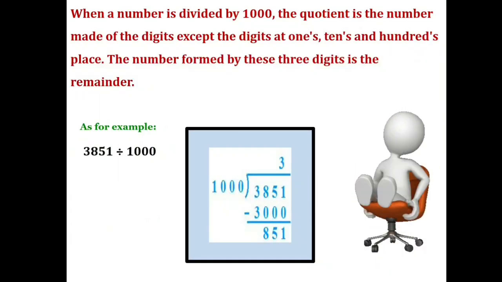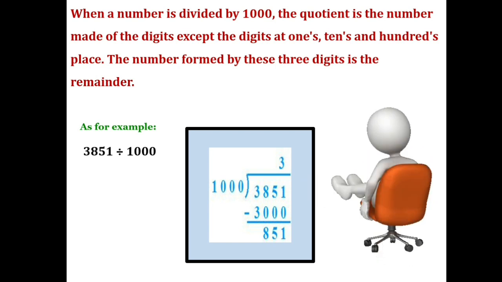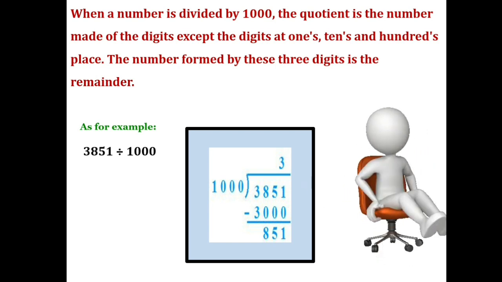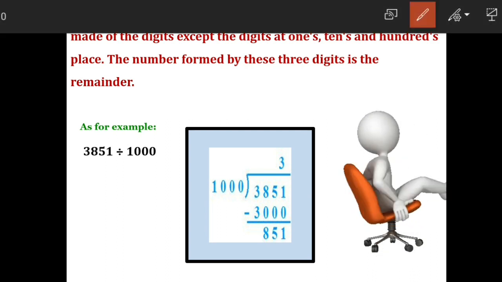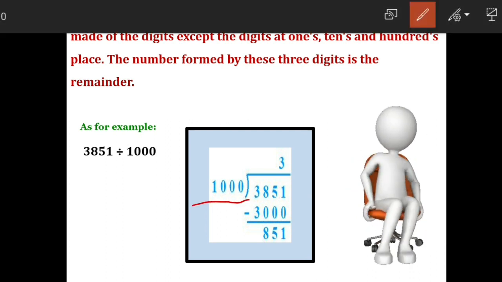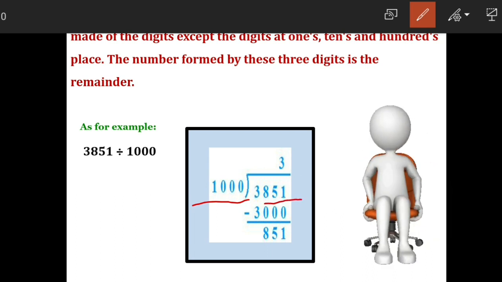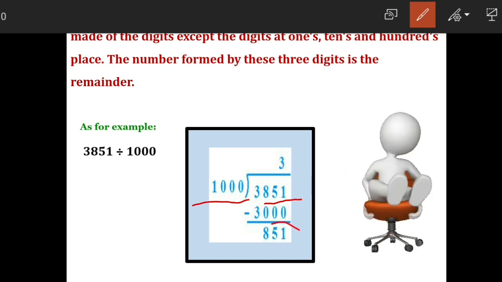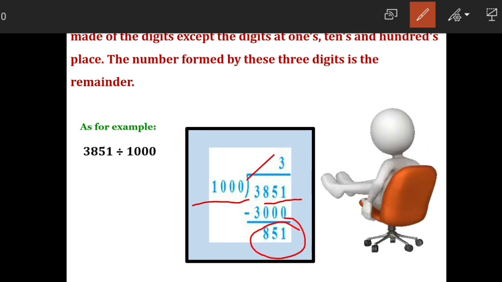Then when a number is divided by 1000, the quotient is the number made of the digits except the digits at ones, tens and hundreds place. Now the difference is that in 1000 we can see there are 3 zeros. So 3 numbers from the right, that is ones, tens and hundreds, will become the remainder and the numbers left after that will become the quotient.